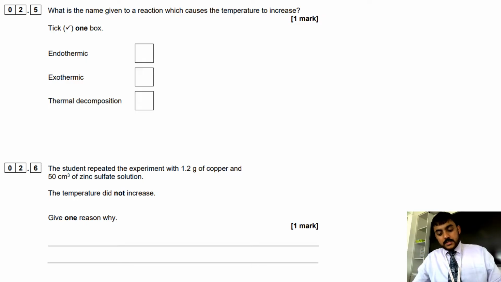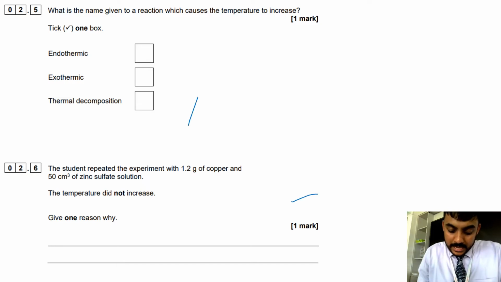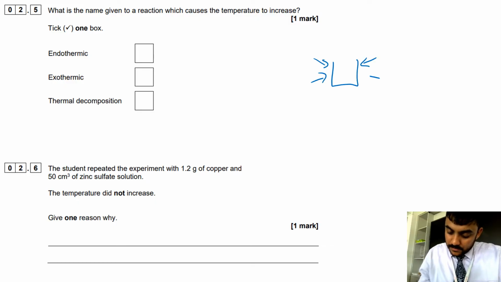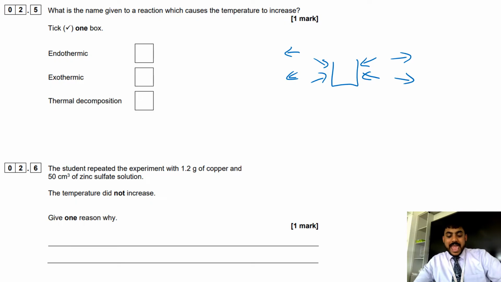What is the name given to the reaction which causes the temperature to increase? So, in an endothermic reaction, energy goes in. In an exothermic reaction, the energy goes out. And thermal decomposition is an example of an endothermic reaction. So, what type of reaction is this when the temperature increases? Well, you have to imagine what happens when the energy goes out. The energy goes out to the surroundings, so they get hotter. So when the temperature increases, it's an exothermic reaction.